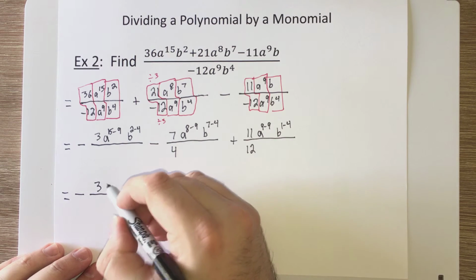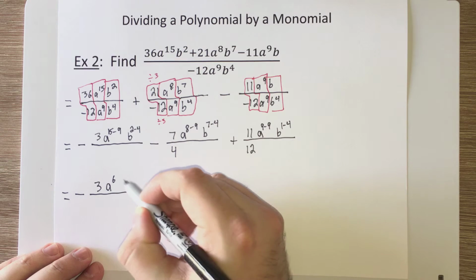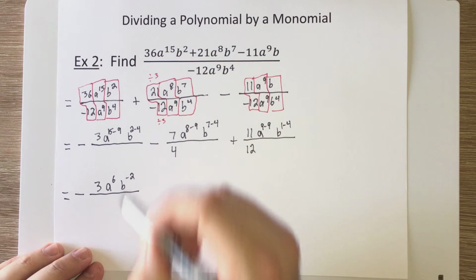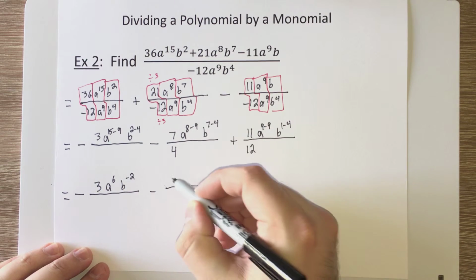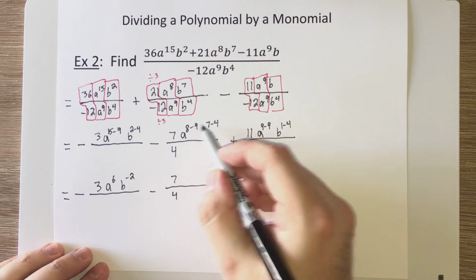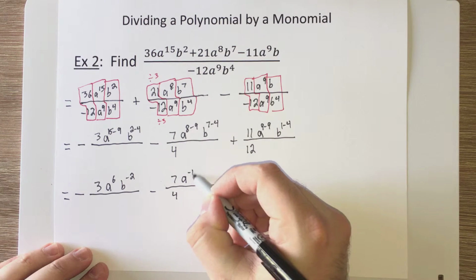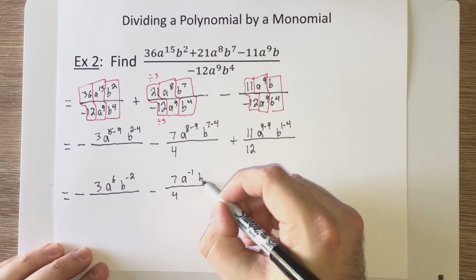We subtract 15 minus 9, that's 6. And then B, the 2 minus 4, it's negative 2. Okay. Over here, subtract the powers. That 8 minus 9 is negative 1, so we have 8 to the negative 1. And then 7 minus 4 is 3, B to the third.